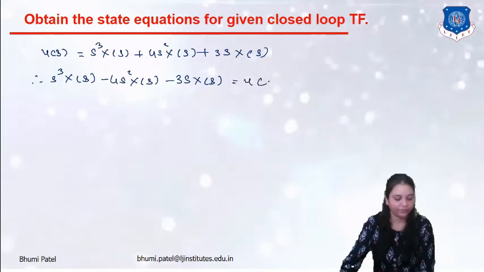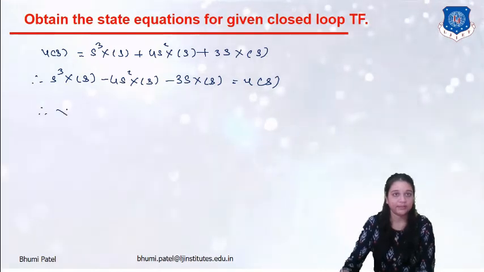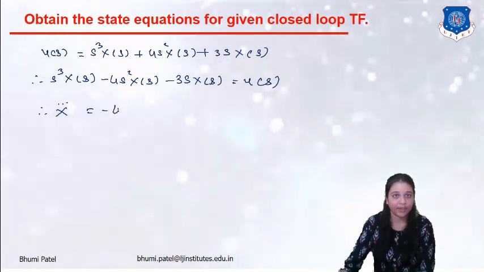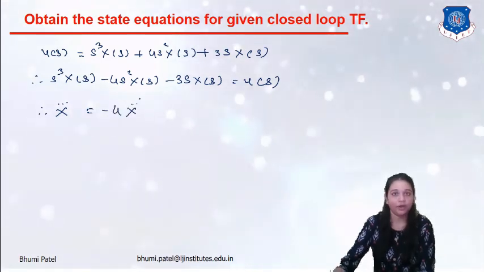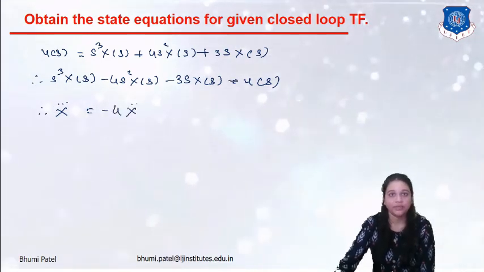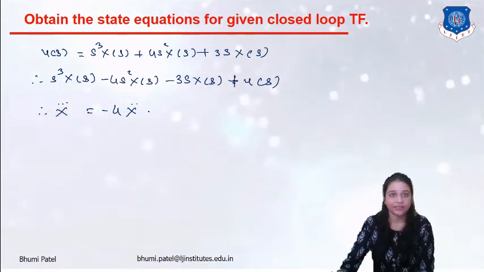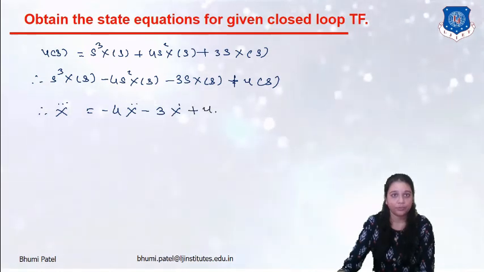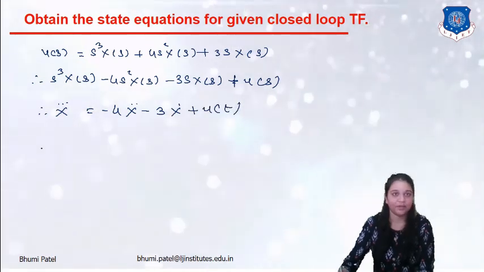So s cube x of s minus 4s square x of s minus 3s x of s is equal to u of s. So x triple dot is equal to minus 4 x double dot minus 3 x dot plus u of t. This is the inverse Laplace.